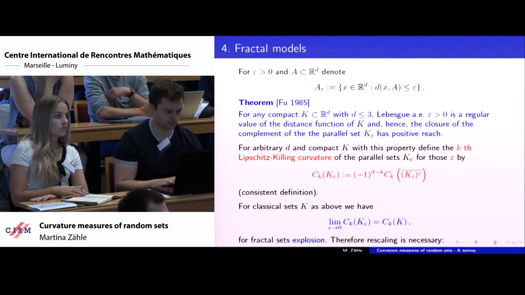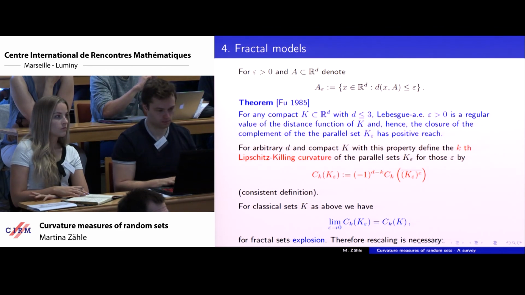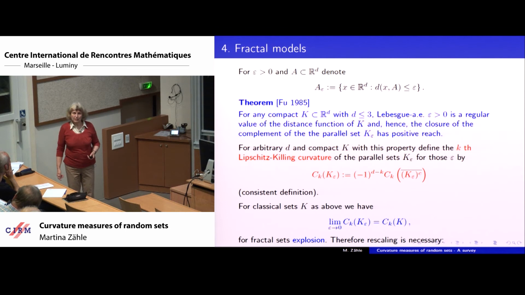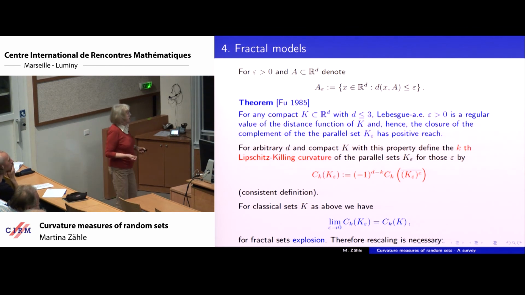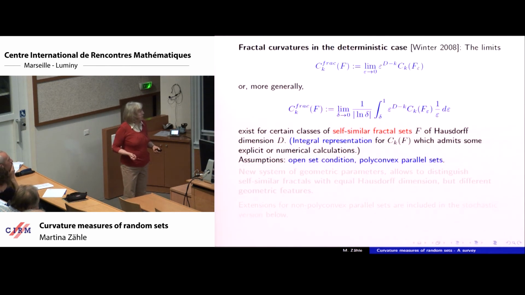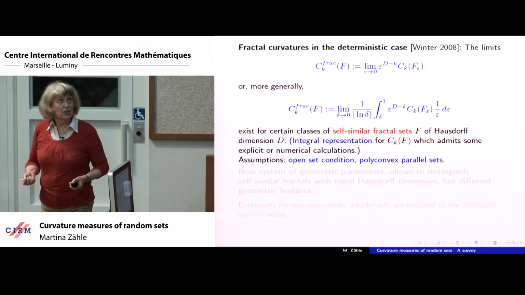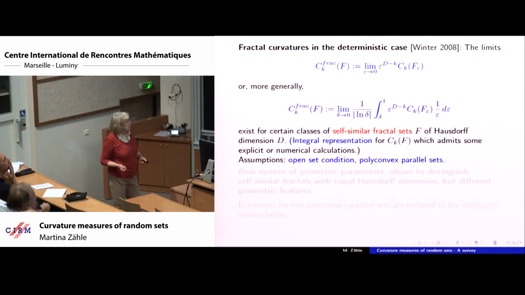In a fractal set, you have oscillation or explosion, whatever. Yeah, you do not have a limit. But you can try what you are doing always in physics, rescaling. Yeah? And then one can try to find a notion which is appropriate. And this was first done by Stefan Winter, who is here, who will give a talk this afternoon. And he considered the deterministic case.